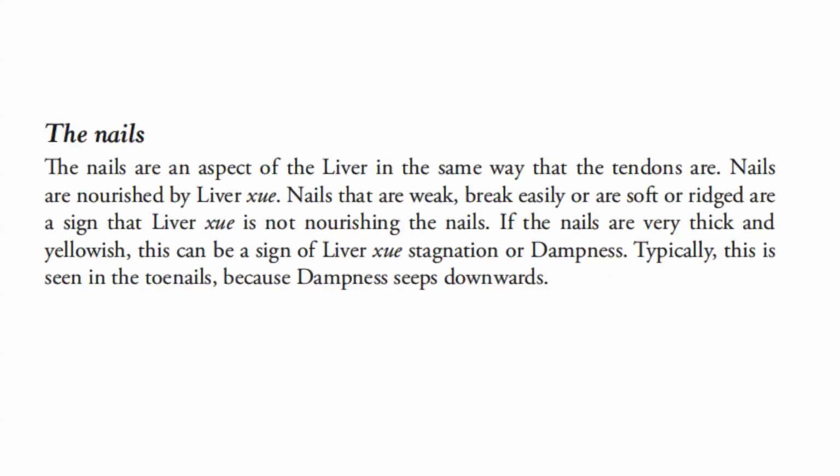Let's go to the nails. They are an aspect of the liver in the same way that the tendons are. Nails are nourished by liver blood. Nails that are weak, break easily, or are soft or rigid are a sign that liver blood is not nourishing the nails. If the nails are very thick and yellowish, this can be a sign of liver blood stagnation or dampness. Typically, this is seen in the toenails because dampness seeps downwards.